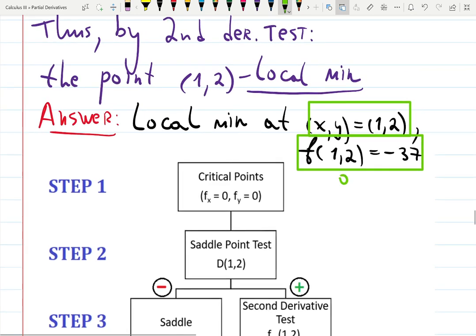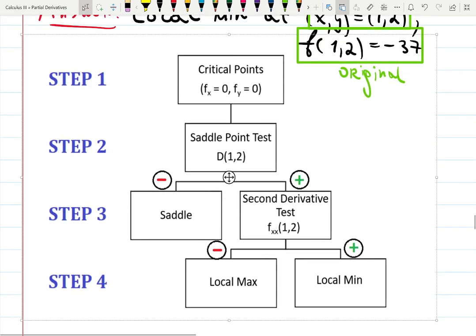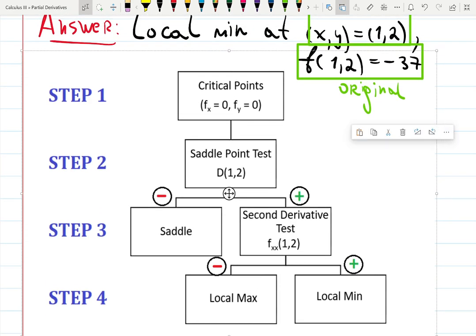So I plugged into the original. The last step is always the same: you plug into the original. Here's a nice diagram. You don't have to memorize it or copy it. It actually makes sense. You find critical points, zeros in the partial derivatives, all of them. That gives you a list of points. You build your D, which is the determinant.